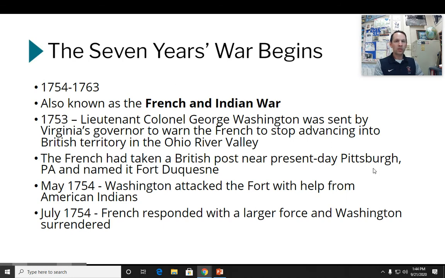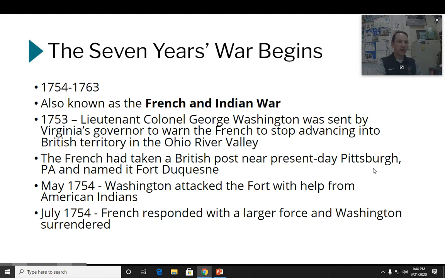1754, French and Indian War, the Seven Years' War in Europe begins. Remember, George Washington inadvertently begins this war. He's the Virginia colonel who goes into western Pennsylvania to ask the French to kindly leave their forts, Presque Isle and LeBoeuf and Duquesne, and a war breaks out from some misunderstandings that happen there.